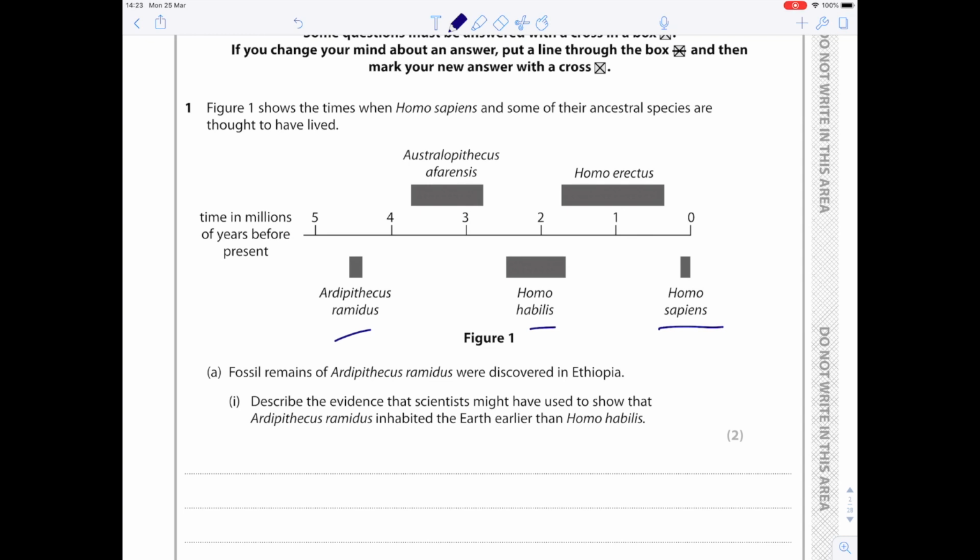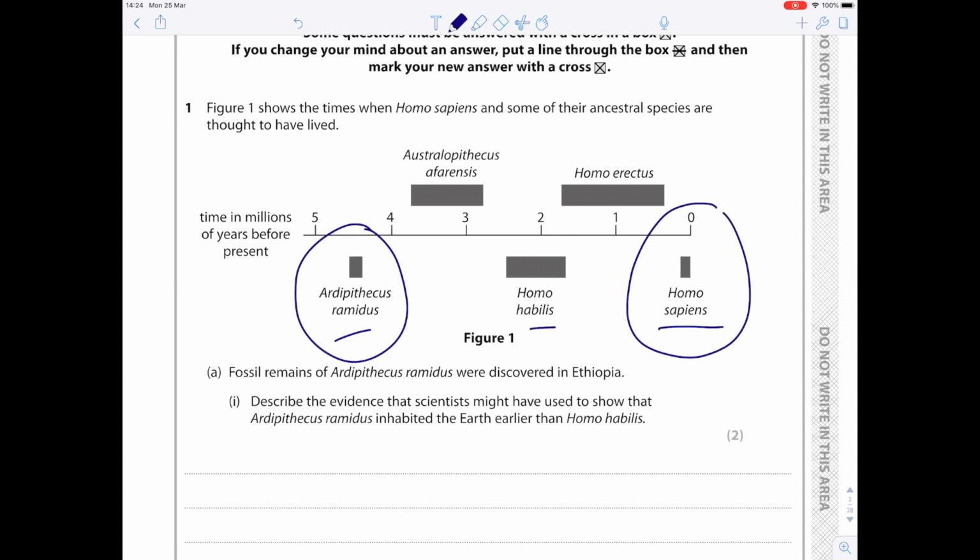So this is current day, so we are Homo sapiens and we're looking at Ardipithecus ramidus and trying to decide how scientists realised that they might have been around earlier. And how do you actually find out evidence about these things? Well, by finding their fossils. And it's important to notice that older fossils will be found in deeper bedrock, because newer rock is deposited on top of older rock.